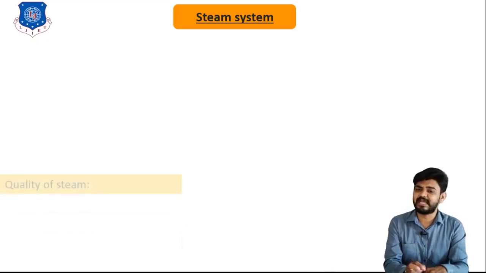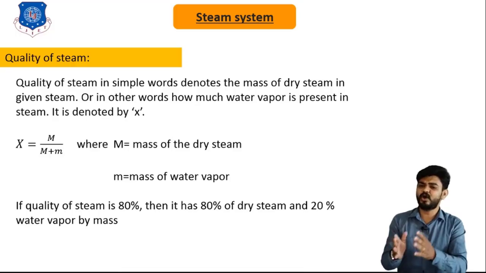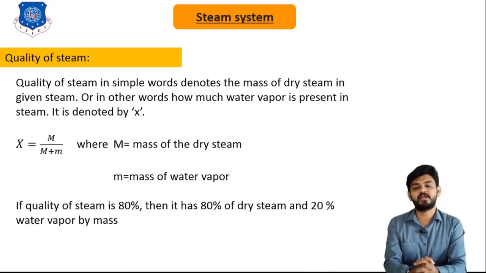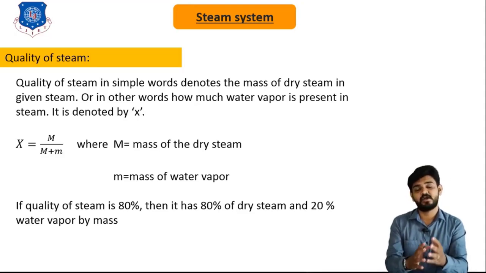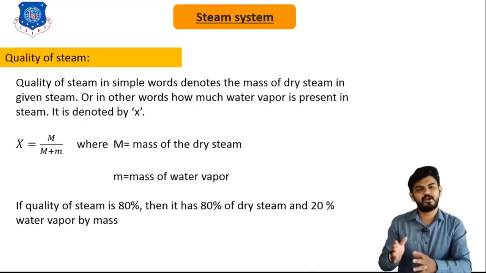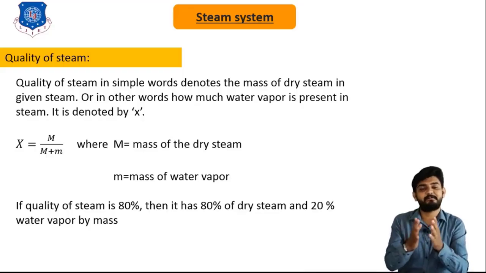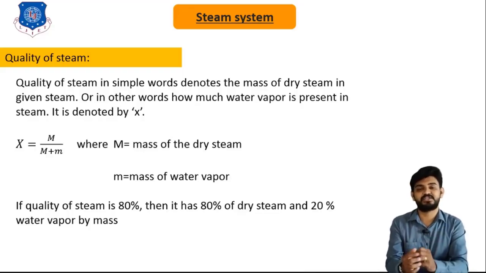Now let's see the second property of steam, and that is quality of steam. Quality of steam, in simple words, denotes the mass of dry steam in a given steam. So the quality of steam represents what amount of dry steam is present in the steam and what amount is water vapor. In other words, how much water is present in the steam.